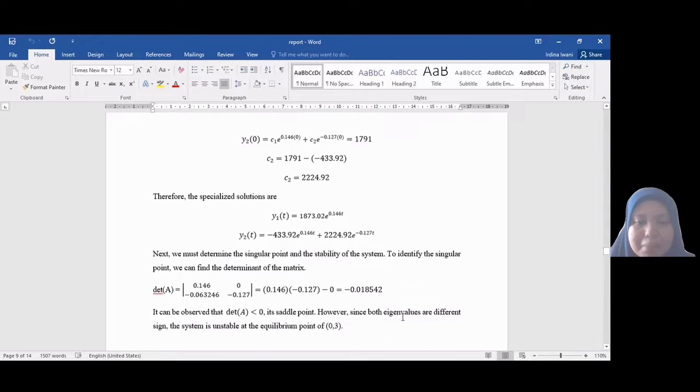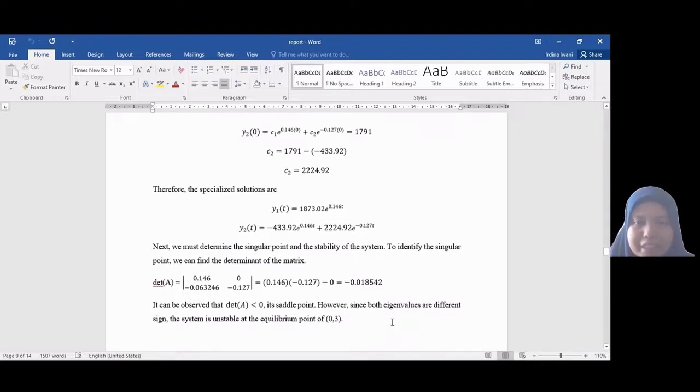Next, we must determine the singular point and the stability of the system. To identify the singular point, we can find the determinant of the matrix, which is negative 0.018542. It can be observed that determinant A is less than 0, so it is a saddle point. However, since both eigenvalues are of different sign, the system is unstable at the equilibrium point of (0, 3).